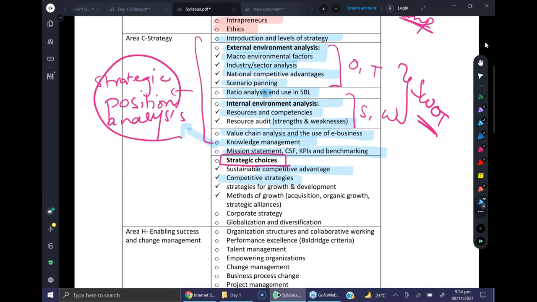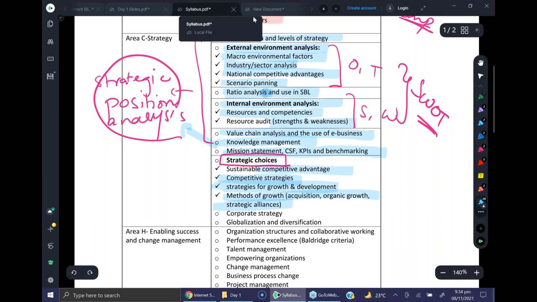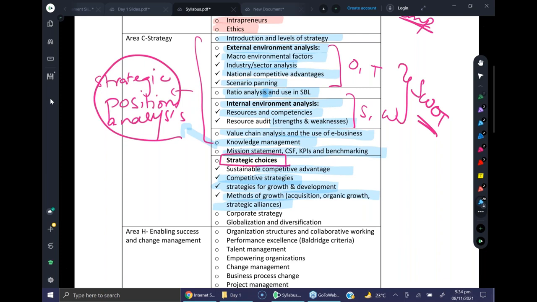Then strategies for growth and development, maybe using Ansoff's matrix, and methods of growth like acquisition, organic growth, strategic alliances. What is strategic alliance? Can you tell me that? Strategic alliance can be mergers. One example is merger, joint venture, partnership, licensing, franchising. So when you work with others, that's basically the idea. So you're right.